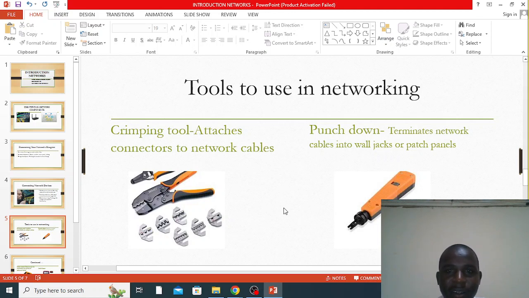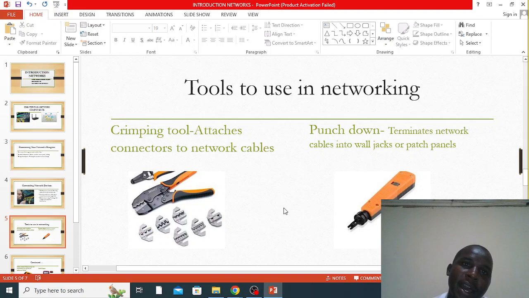Okay, we have the crimping tool. Aha, we have the crimping tool. What's the purpose of a crimping tool? The crimping tool can be used to attach some of the cables together on the network cables. Ah, yeah, thank you. So a crimping tool is a device that is used to connect the cables to the connectors, or what we call the RJ45. Then we have another tool that we call the punch down. So the punch down terminates network cables into the wall jacks or patch panels.